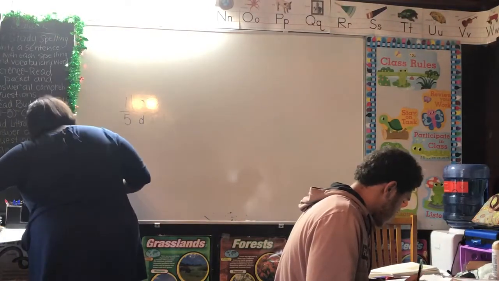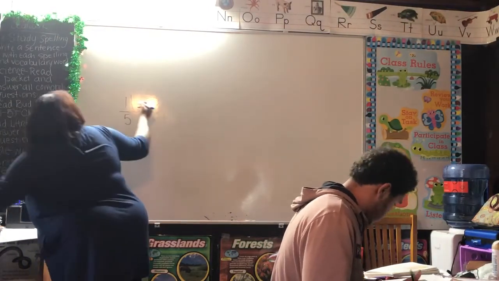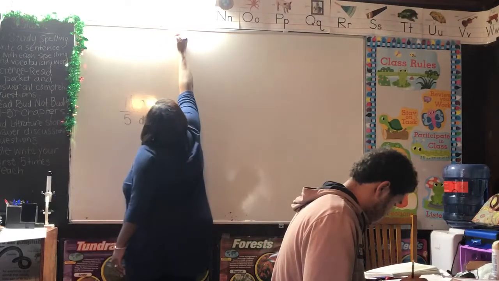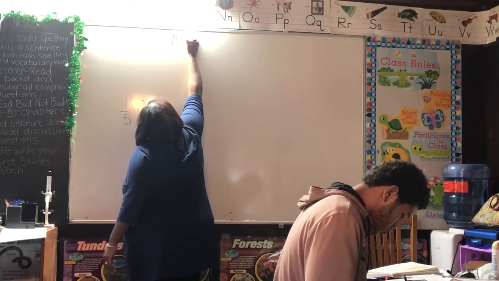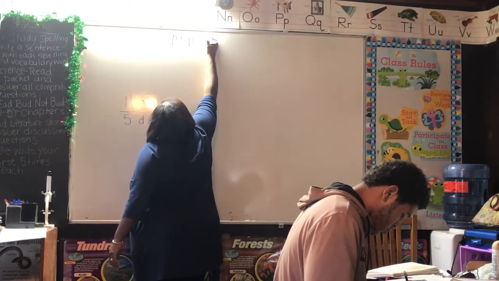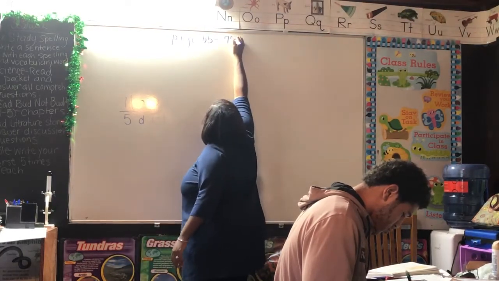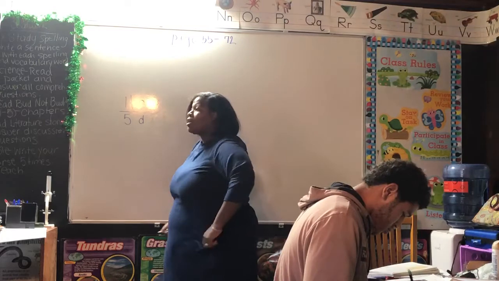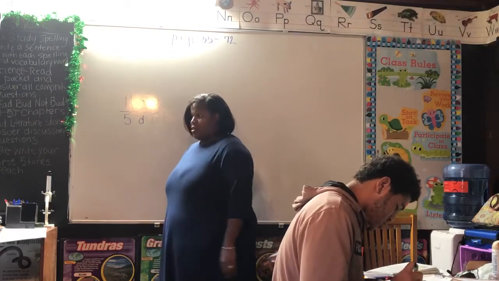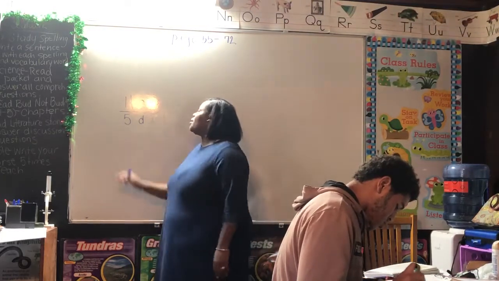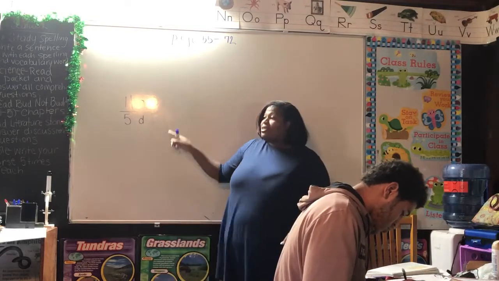Okay, so in the first page, on page 55, I'm going to write it here so we know what page we're on. Page 55, okay? We're covering pages 55 to 72. So it's going to be a lot of talking and a lot of writing, okay? So let's get started. The numerator and the denominator.